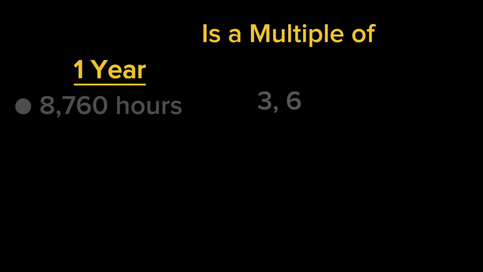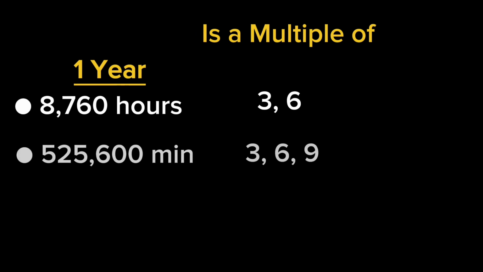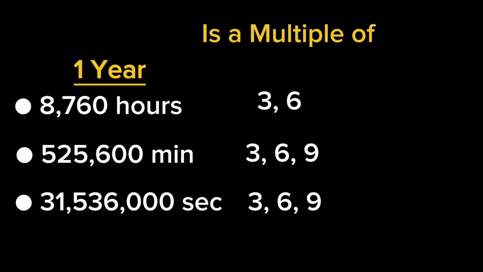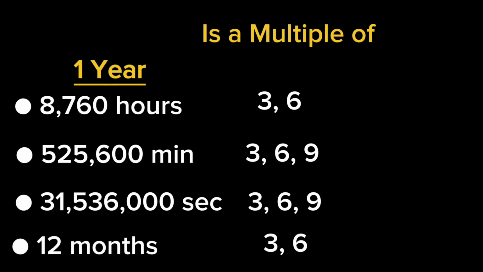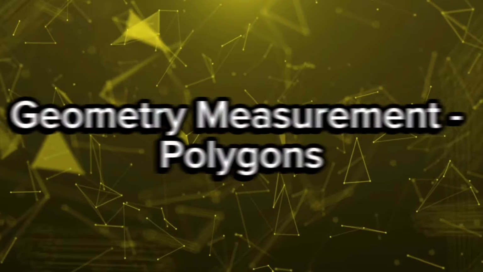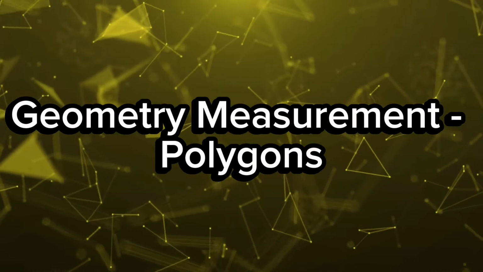In 1 year, there are 8,760 hours, 525,600 minutes, 31,536,000 seconds, and 12 months. Again, we see similar patterns within these numbers of being multiples of 3, 6, or 9. Next up, let's look at the measurement of some polygons.